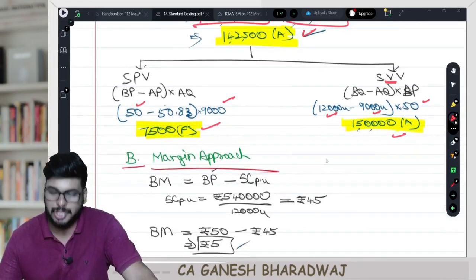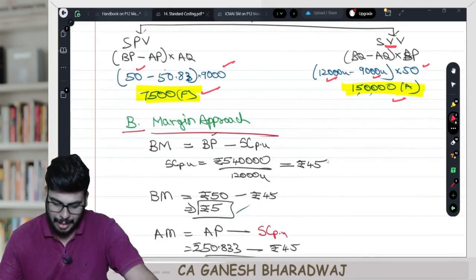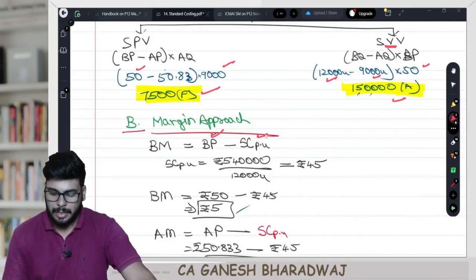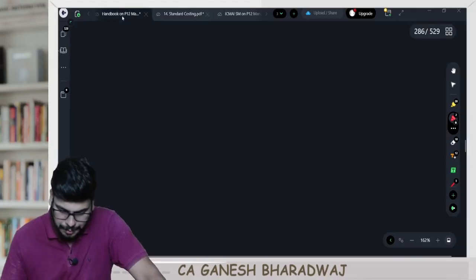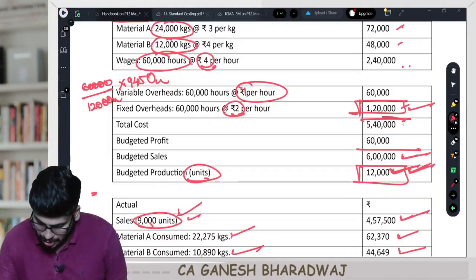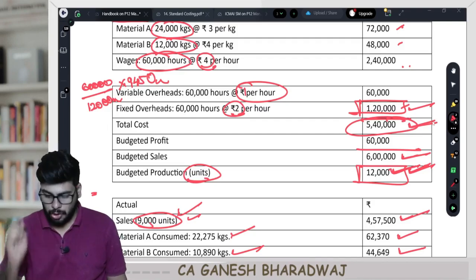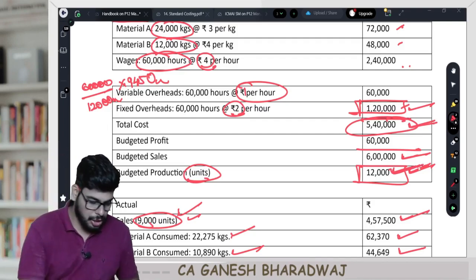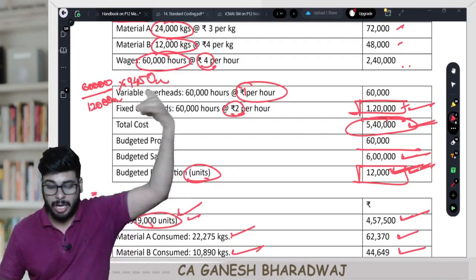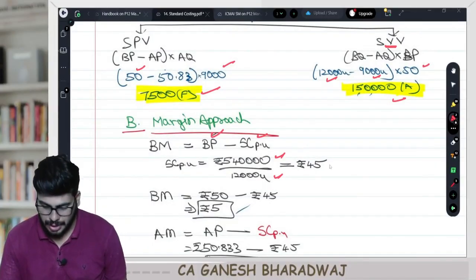Now looking at it from a margin approach, instead of price, I need to use margin. Now how will I calculate the budgeted margin? It's the budgeted selling price minus standard cost per unit. Now sir, what is standard cost per unit? Very simple. Look at this. In my budgeted data, what was the total cost that I planned? I was allowed to incur 5,40,000 rupees of total cost to produce how many units? 12,000 units. So 5,40,000 divided by 12,000. Per unit, what is the cost that you are allowed to incur? 45 rupees.